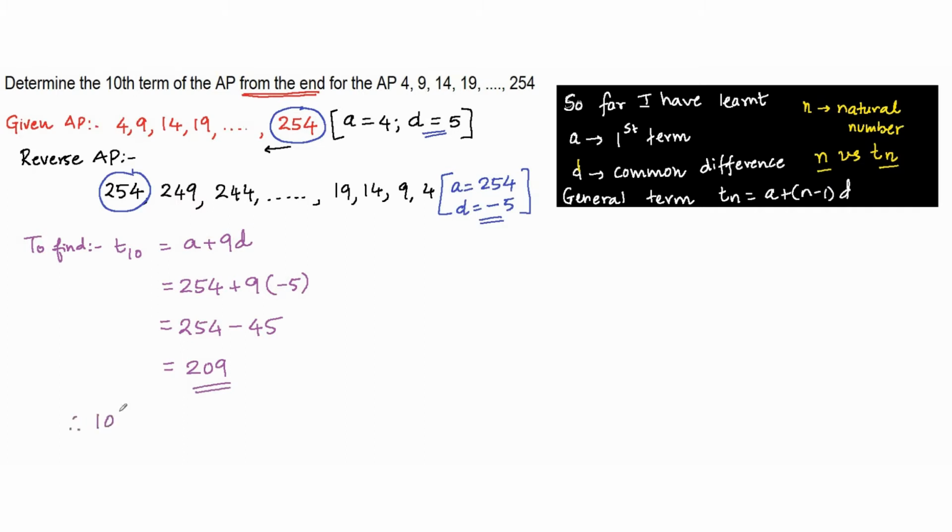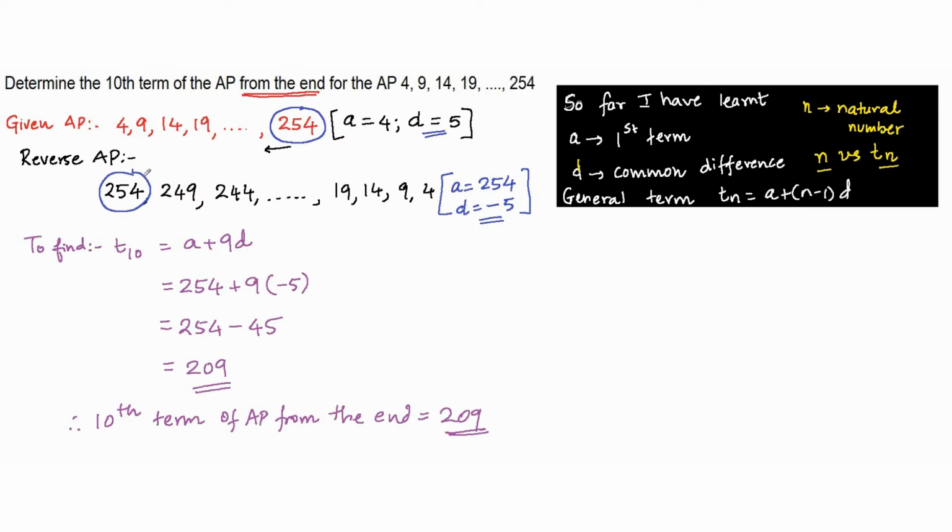Now 254 minus 45 is going to be 209. Therefore I can say that the 10th term of the AP from the end is equal to 209. This is how I can find this particular answer. So again, pausing for a minute before moving on to the next question.